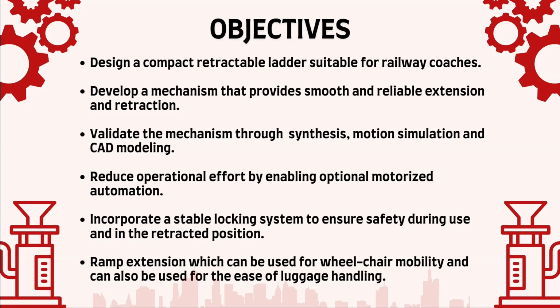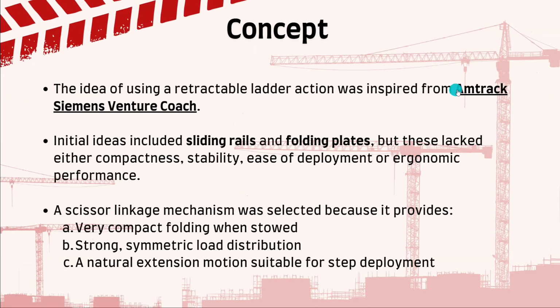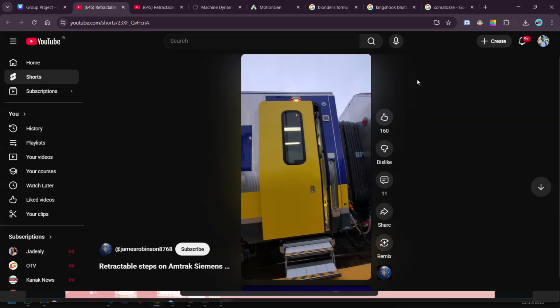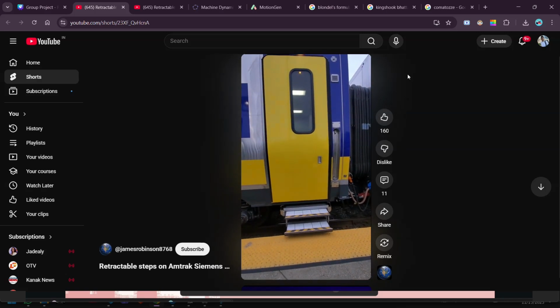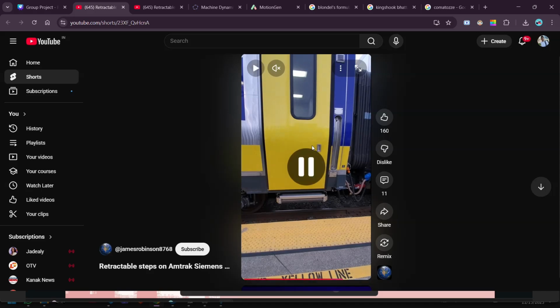So to do this, we started exploring different mechanisms, where we came across sliding rails and folding plates, but they had issues. I'll show a video for the sliding rail. This video is a mixture of scissor linkage and sliding rail mechanism.